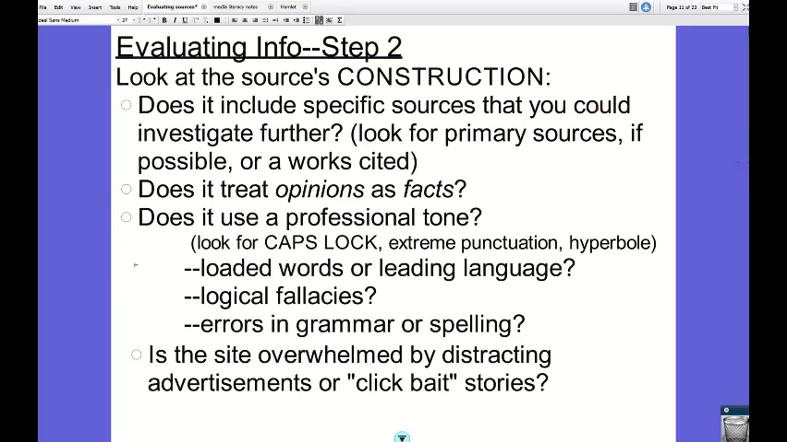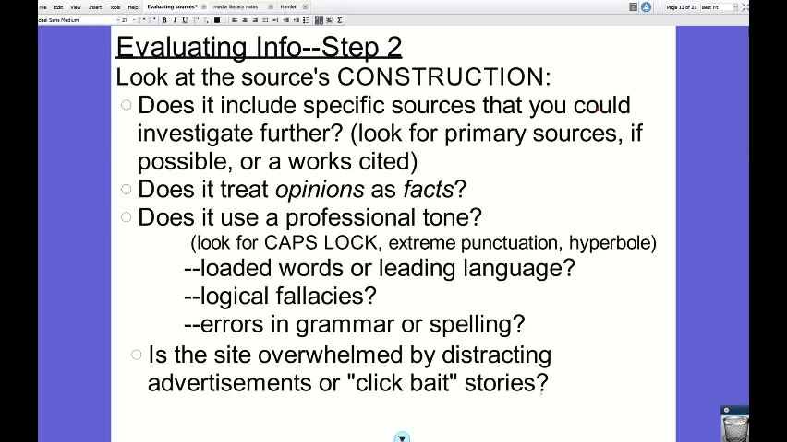This is where we're going to look at this kind of professional tone. Some of these things are the sorts of details that really jump off the page at you, like if an article is using caps lock to express anger or some other kind of emotion. It's not a very professional thing. Extreme punctuation, like there are exclamation points, or you see places where there's 3 question marks in a row. Use of hyperbole, extreme statements just for the sake of trying to make a strong impression on the audience.